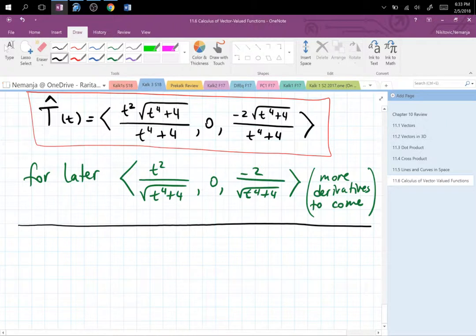Is this hard? Hell no. You're just taking the derivative. The rest is algebra. It's tedious. That's all it is.